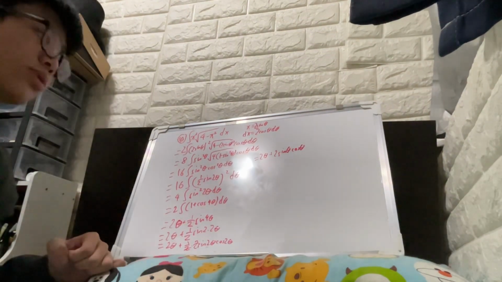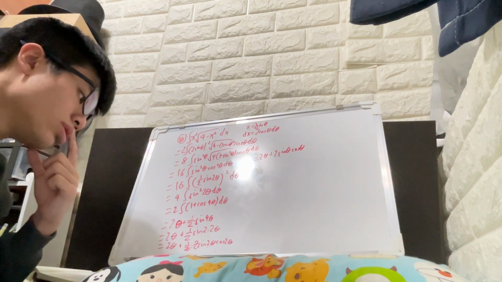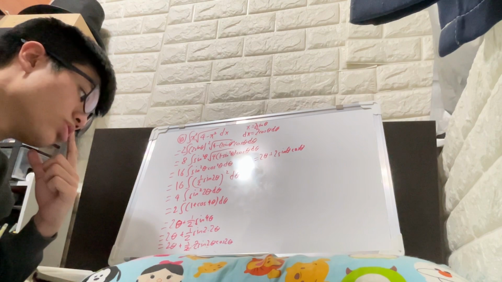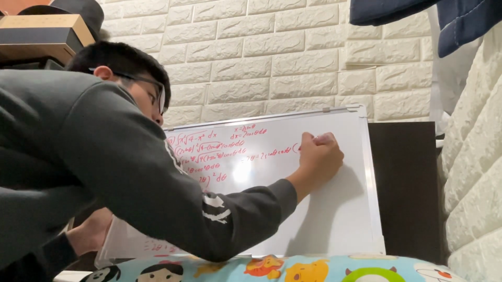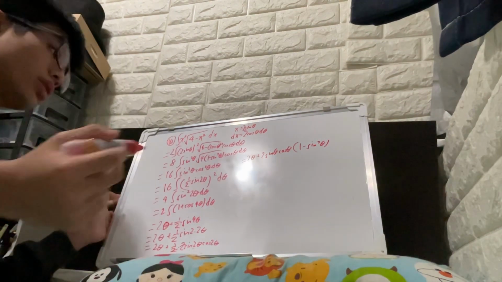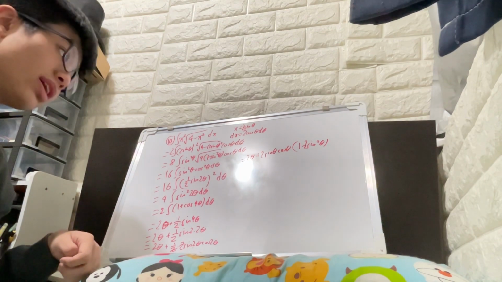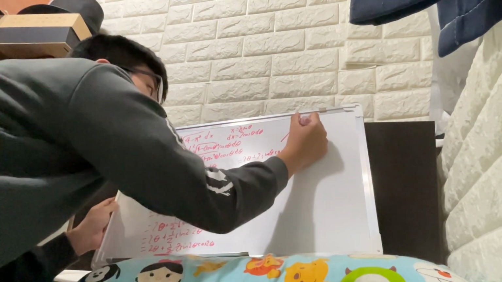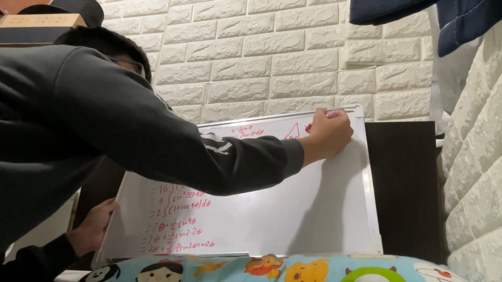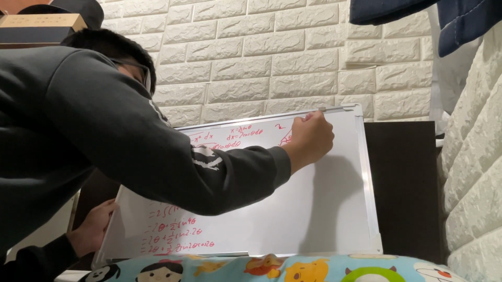And then how about cosine 2 theta here? Let me think. Cosine 2 theta, we can change this to 1 minus 2 sine square theta. And that's it. So we can draw a triangle here. And our theta, and then x over 2 here, and now this side is square root of 4 minus x squared.